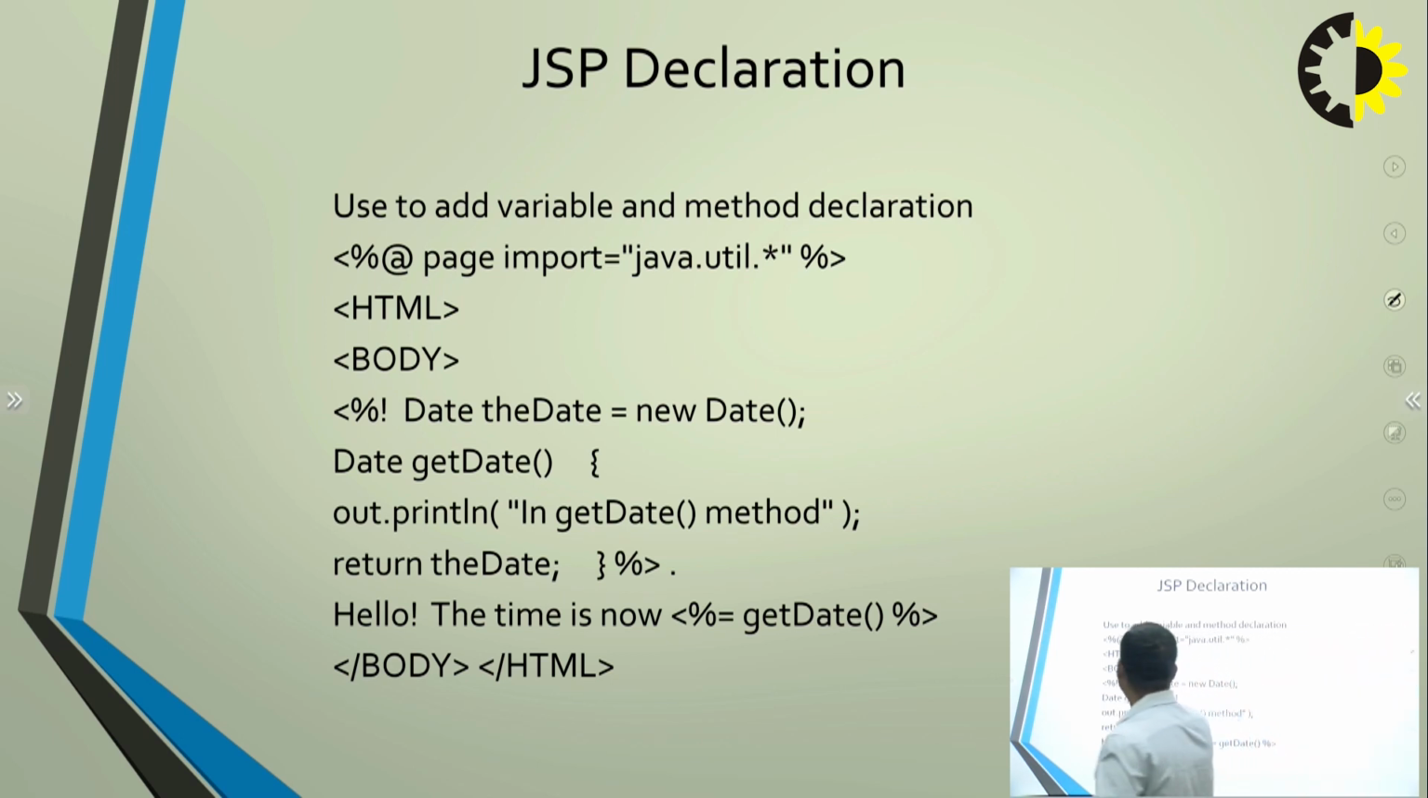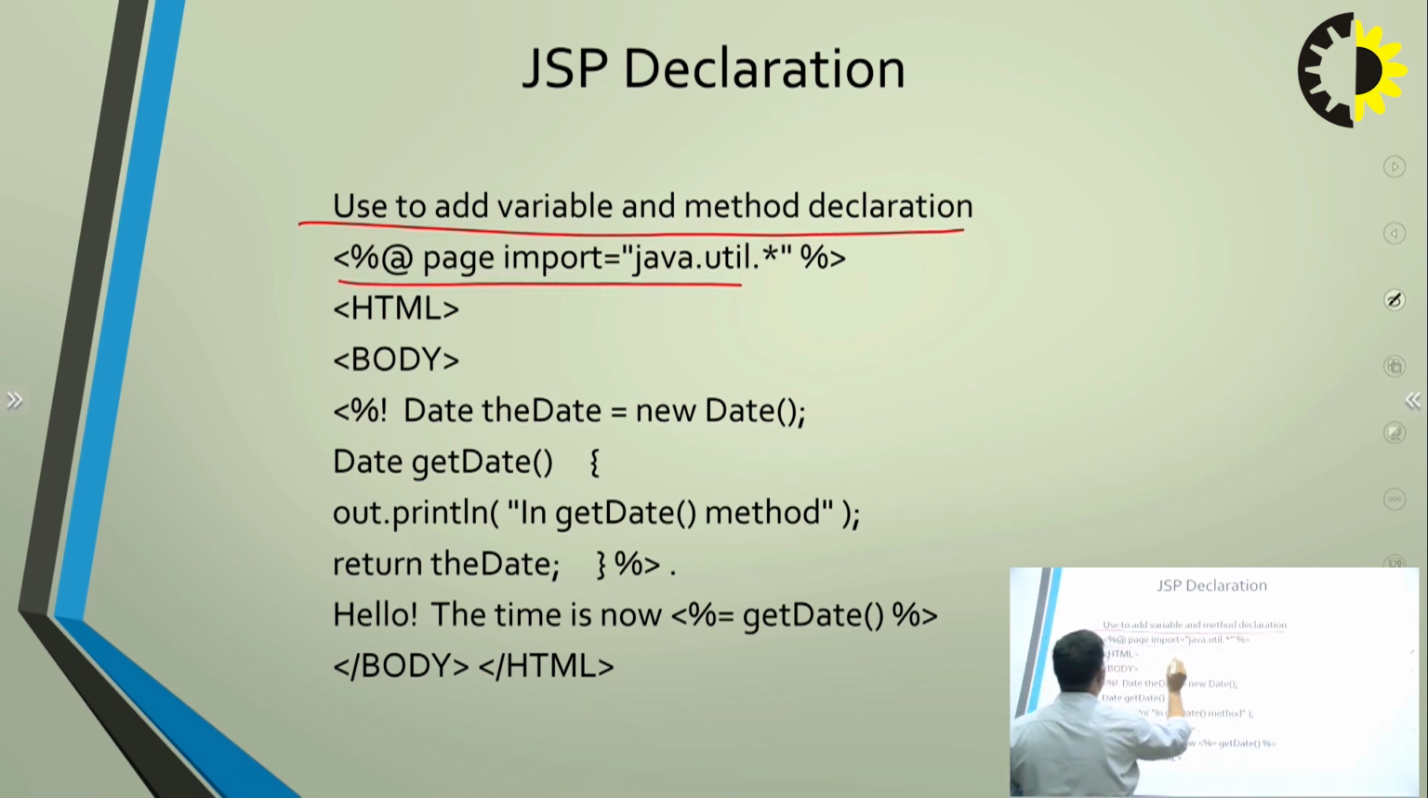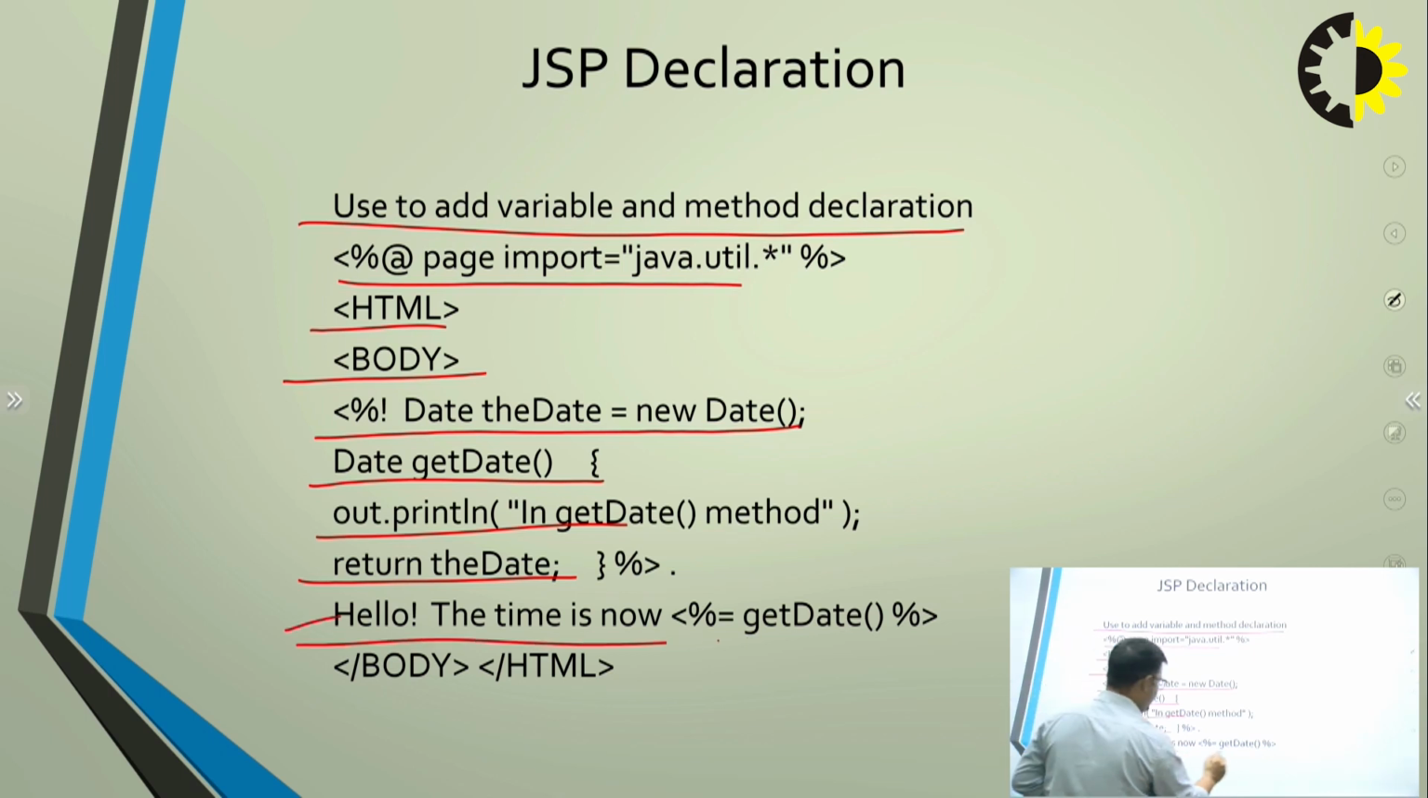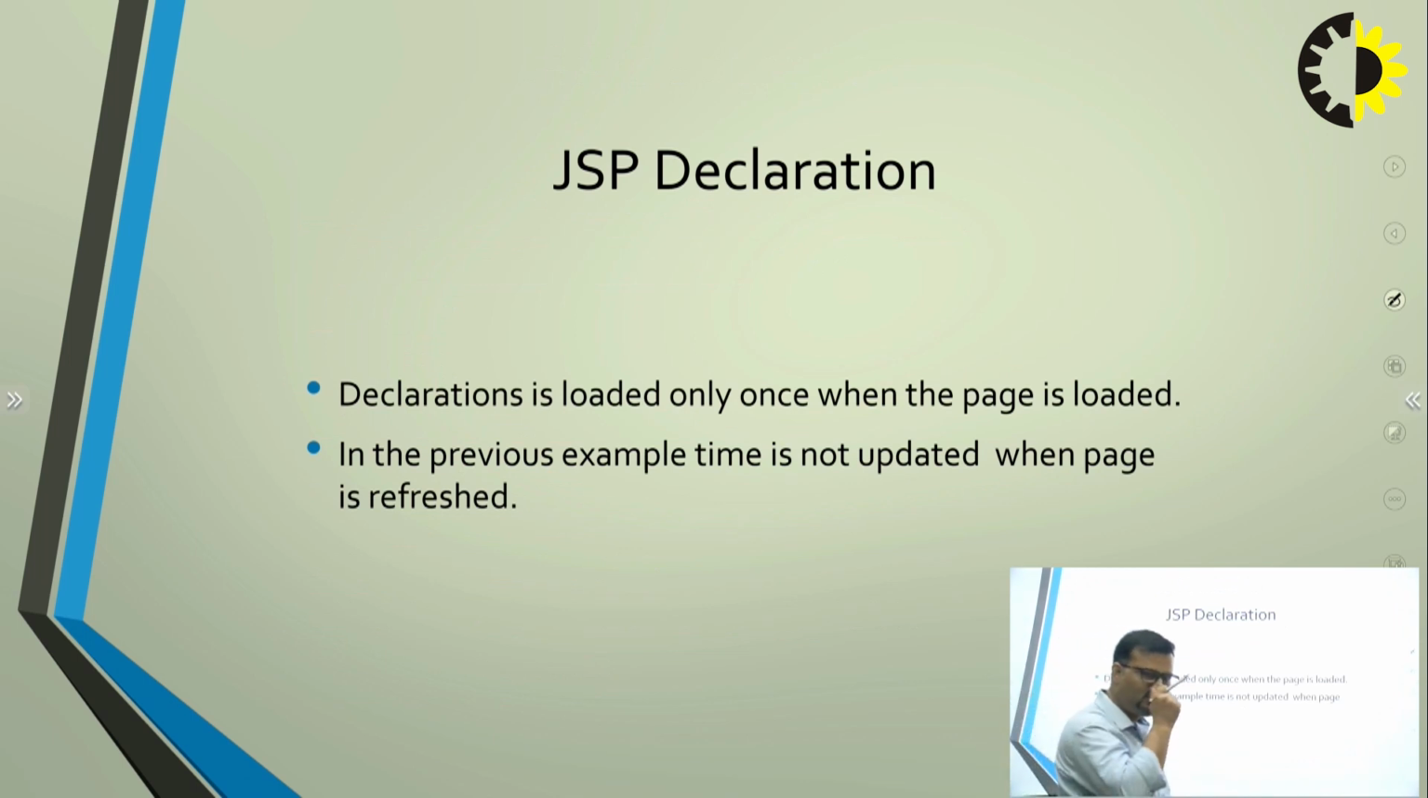Then first we add a variable and the method, import page, then HTML starting, then body starting, then date, the date is equal to new Date, getDate method, then println, then return the date and say hello, the time is now this, and then close the body and the HTML. JSP declaration: a declaration is loaded only once when the page is loaded, okay.